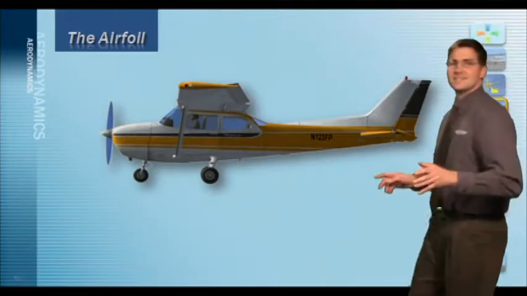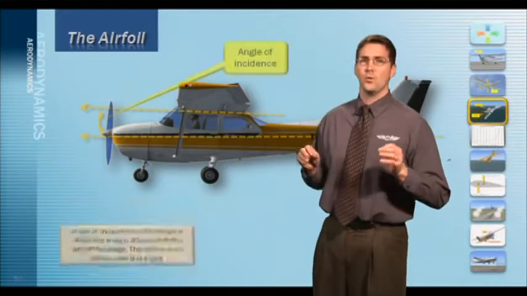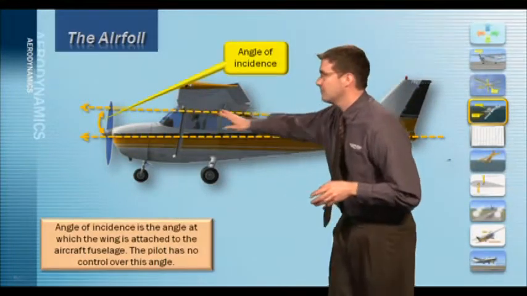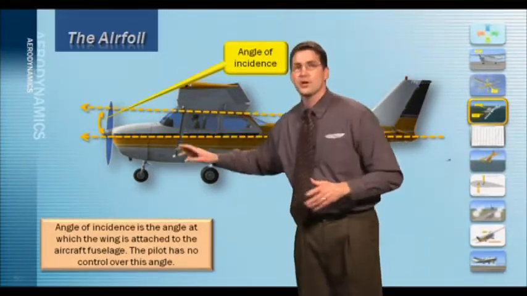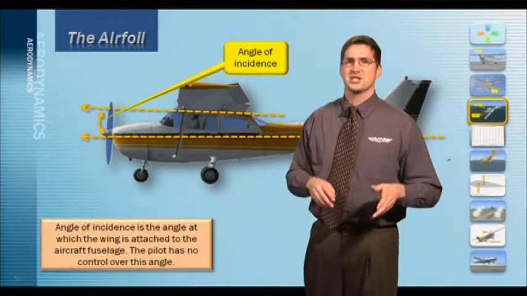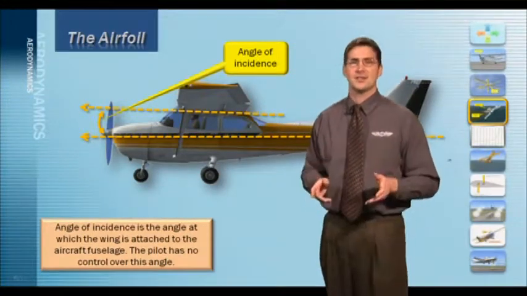The angle of incidence is the angle at which a wing is attached to the aircraft's fuselage. The pilot has no control over the angle of incidence. It's actually established by the aircraft designer.